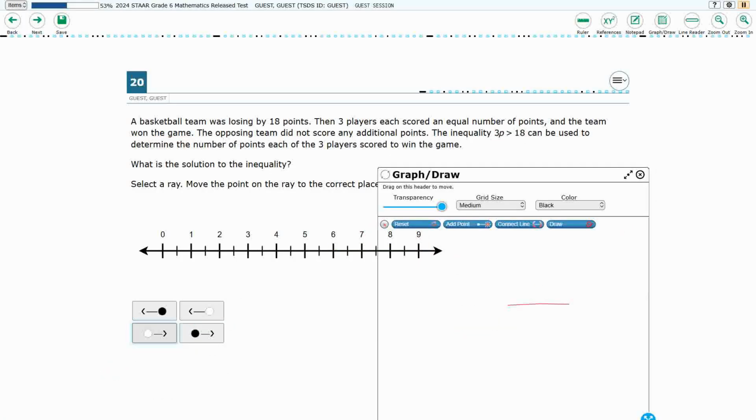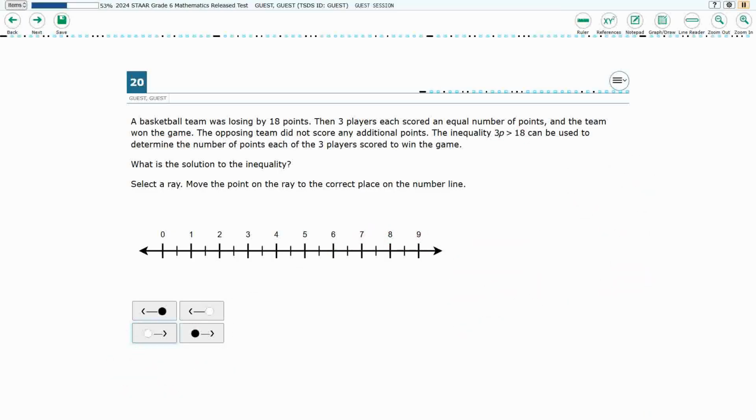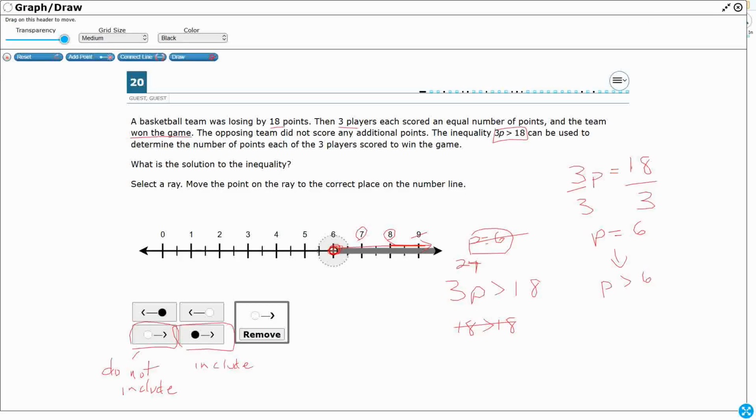And we're going to put it right here. This open circle, you've got to click it. Then you've got to put it right there on 6. Okay. So there we go. And if we wanted to remove it, you can remove it. So you have to click on the circle. It's not a drag and drop. Put it right there on 6. Okay, so then that's going to be our answer.